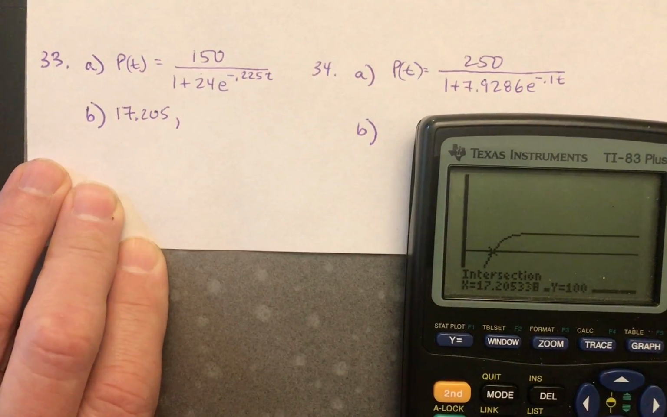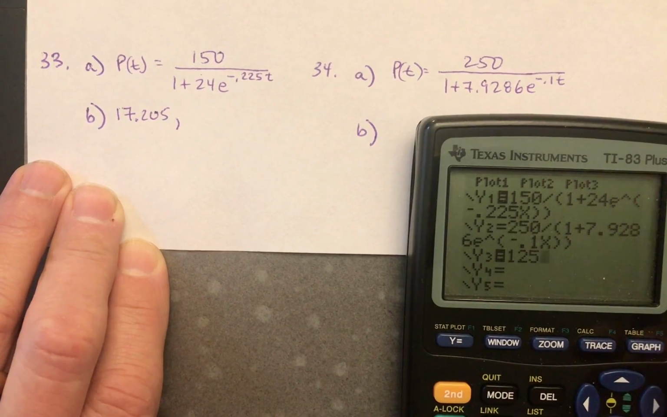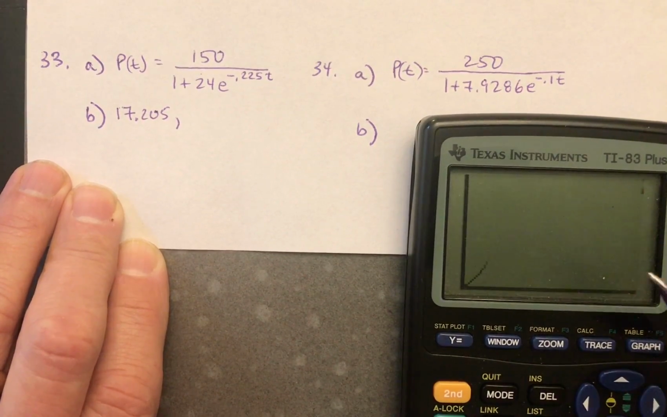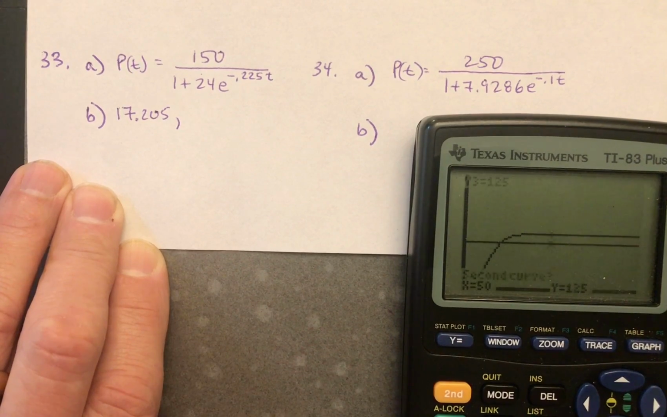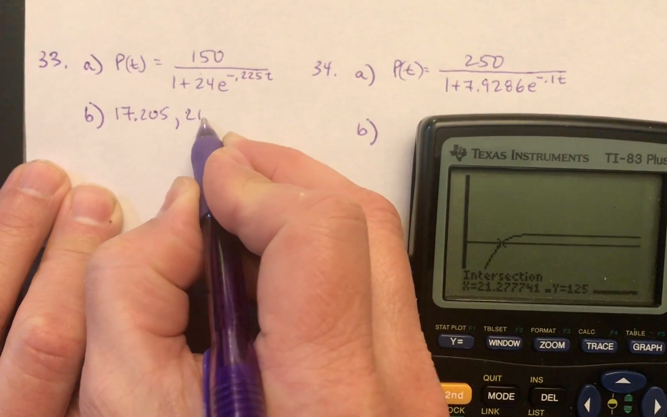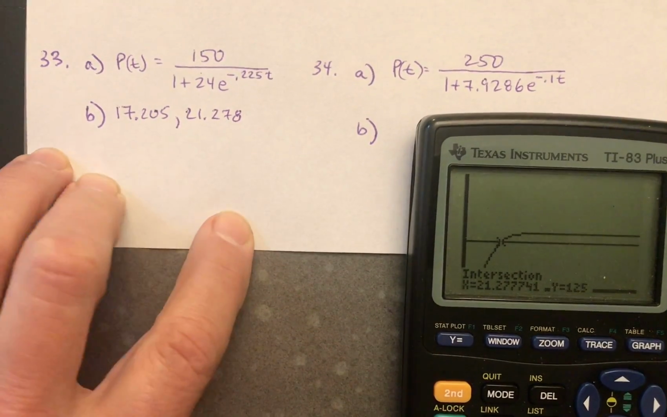Now, the next one that we had to do was find out when the population would be 125. So I'm just going to change that to 125. And then when I hit graph, again, here's my logistic curve. Levels off. This is my maximum carrying capacity of 150, and now I'm up at 125. So if I hit second trace and I find that point of intersection, then we see that that turns out to be a little over 21 weeks. 21.278. And again, those are in weeks.